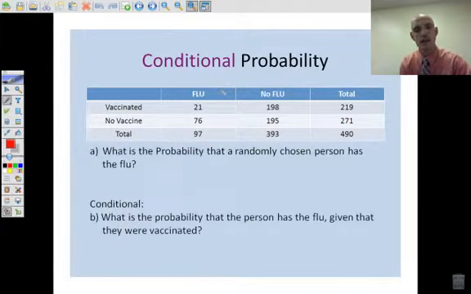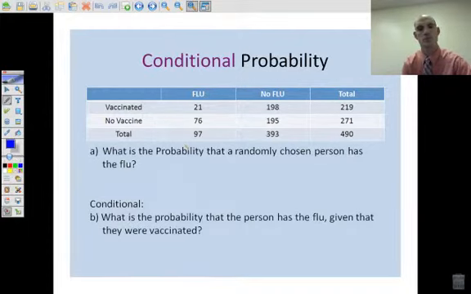In this example, we're talking about vaccinated and non-vaccinated people who get the flu or don't get the flu. We have this vaccinated line that says how many people got the flu, how many did not get the flu, and the total number of vaccinated people. And in this one, there's no vaccine: who got the flu, who did not get the flu, total, and then the totals of all those. What we're doing with conditional probability is asking specific questions based on criteria.